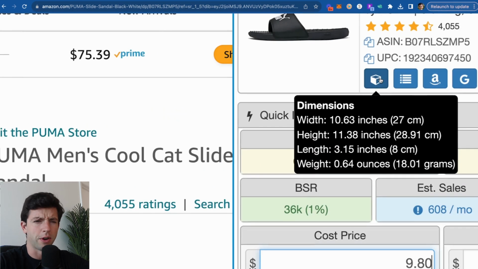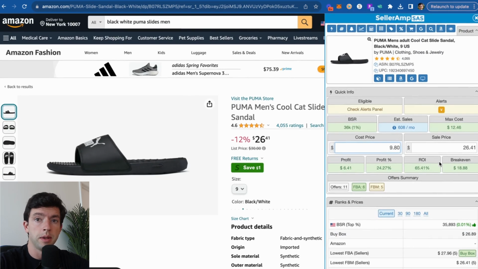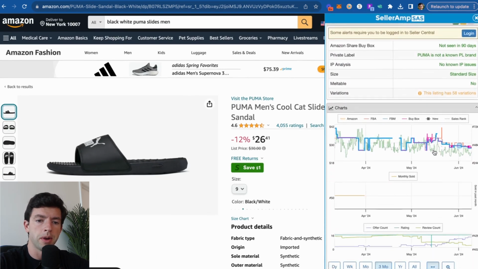We can see 0.64 ounces. I bet this probably weighs a little bit more than that, but this is the data Amazon's reporting for it, that are above 25 bucks. They tend to be a little bit better to merchant fulfilled compared to FBA.